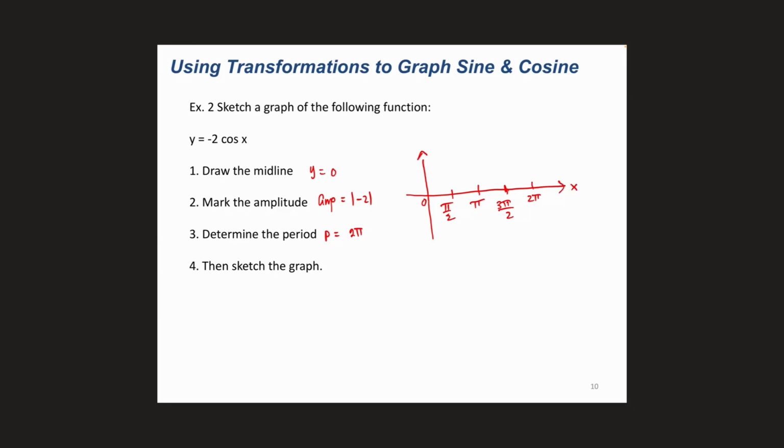This is x, and this is y. Remember that cosine starts at negative 1, but the amplitude is 2. So it's going to start here. It's going to intersect here, and it's going to go up to here, intersect, and then it's going to be here. So it's going to be minimum, max, intercept, minimum. Okay.